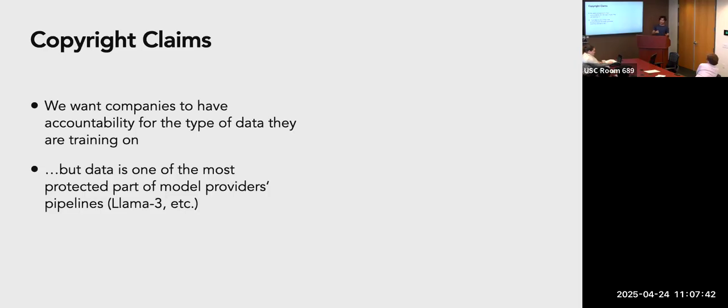But if you think about a lot of the current large language model releases, they're going to tell you a lot about how they train their model, how many parameters they have, etc. But there's still one part of the pipeline which is very protected, which is data. If you read any model releases, that's where it's going to be very hidden.